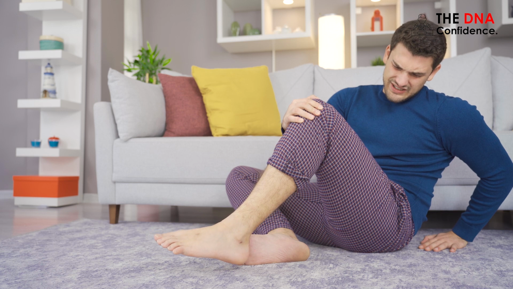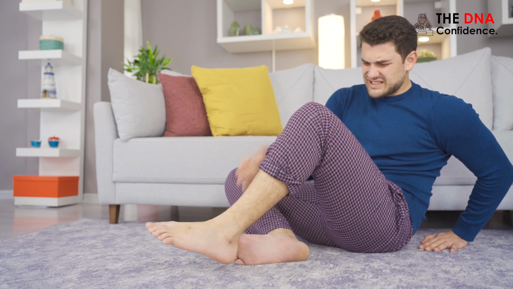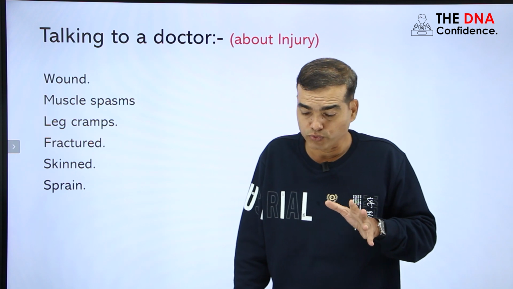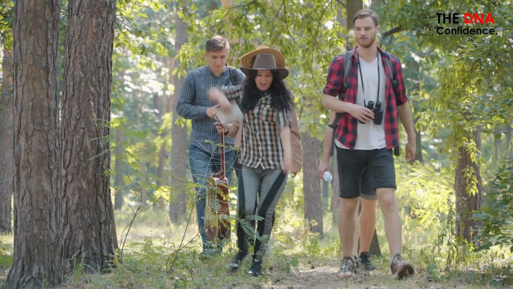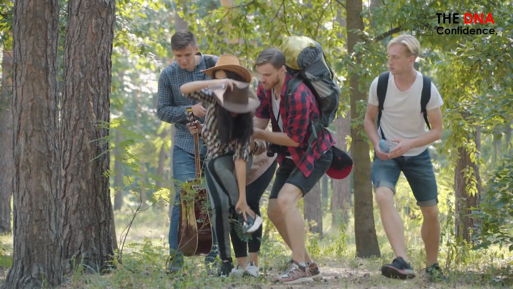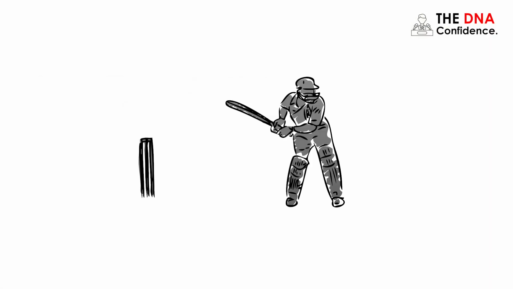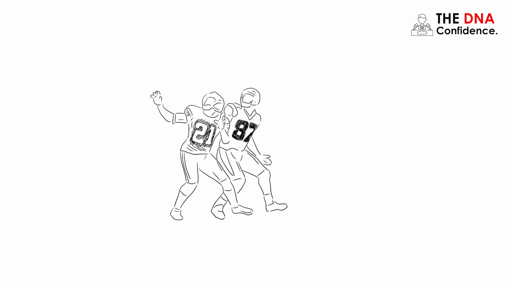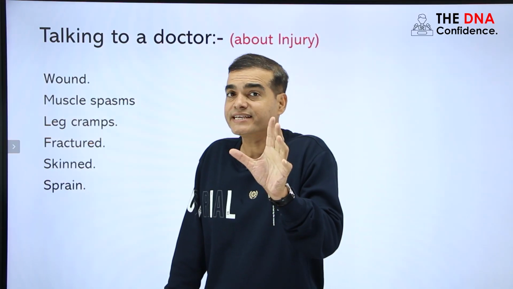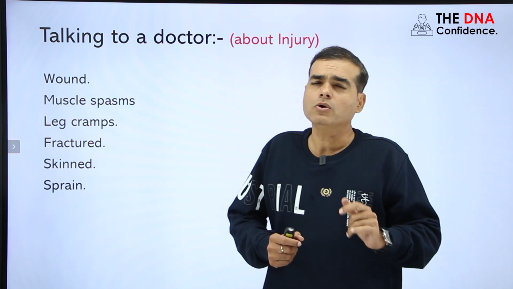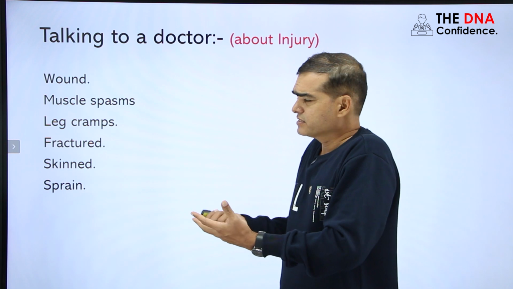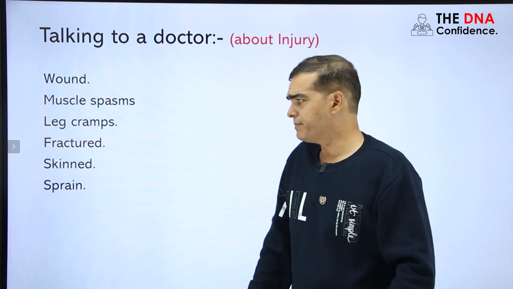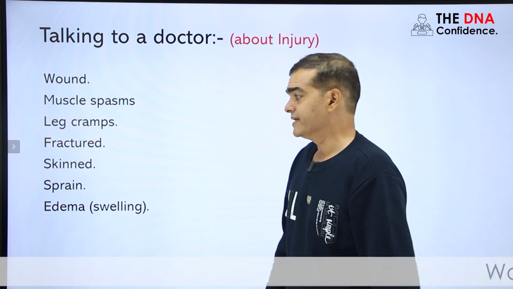Now, sprain. Sprain means what? I'll give you an example to explain. You're walking and you twist your ankle. Then you get a sprain in your ankle. Usually that is the place where you get a sprain. And usually cricketers and sportsmen have to face this sprain. So next time use it properly while talking to a doctor or while talking in general. We don't talk only with the doctor, we talk about these things with our loved ones, friends and family members.